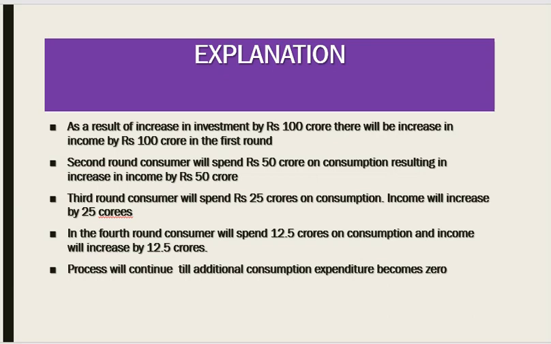In the fourth round, consumer will spend 12.5 crore on consumption and income will increase by 12.5 crore. Out of this, 50% will be on consumption and 50% will be on saving. So this process will continue till the additional consumption expenditure becomes zero.